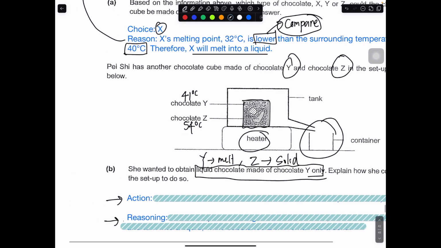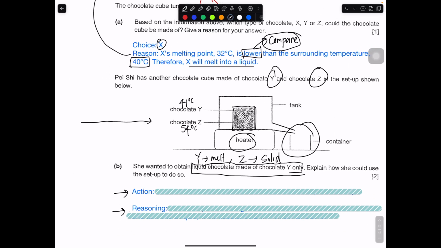So in this case, if I were to draw this, Y is at 41. Z is slightly higher, so it's above the number line. So Z is at 54 degrees Celsius. That means I must choose a number that most likely exists over here, in this part. Because for any number that exists at this point, Y will become a liquid.